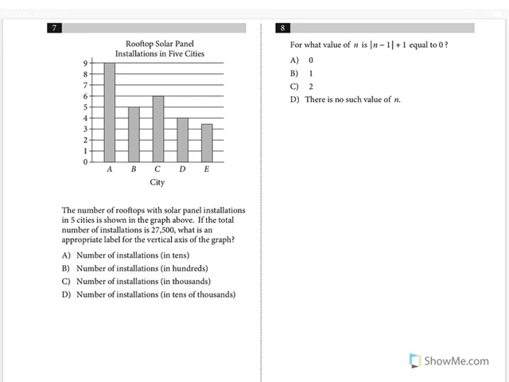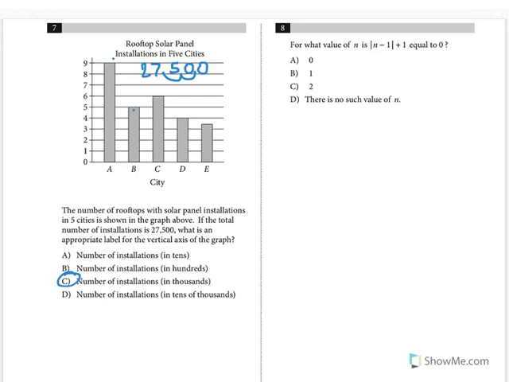So let's just look at it. If we add up all of these bars, we have 9 plus 5 is 14, plus 6 is 20, plus 4 is 24, plus 3.5 is 27.5. So if we just go straight off the numbers, we're looking at 27.5. But it says these numbers represent 27,500. So going from 27.5 to 27,500, we've got to go 1, 2, 3. So we're multiplying by 3 orders of 10, which is 10 times 10 times 10, which is 1,000. So that would be number of installations in thousands.